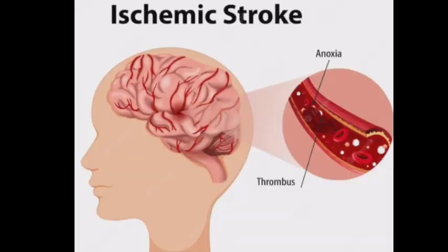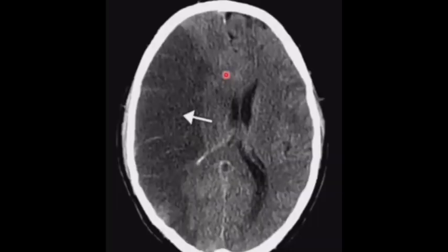Now we will talk about ischemic stroke. What if you see no blood in the CT scan? When you receive a CT scan like this, in which there is no white area, no blood, instead you see a black area, this black area shows ischemic stroke.